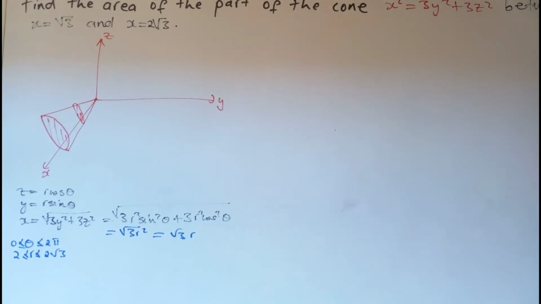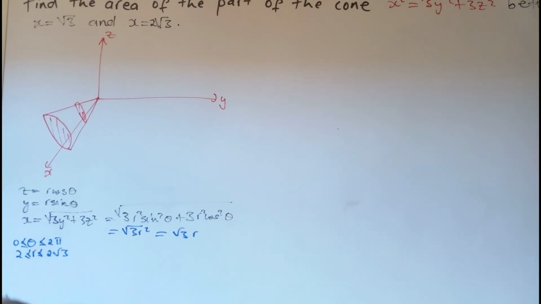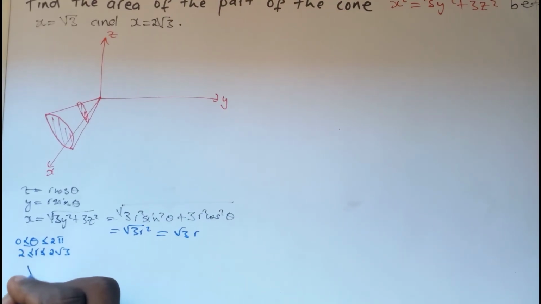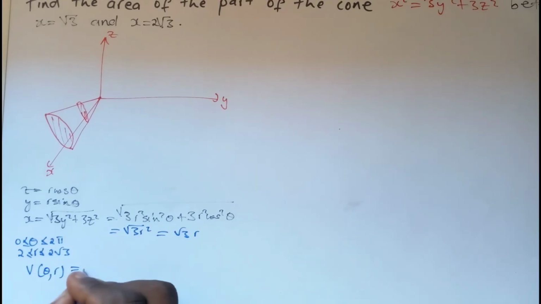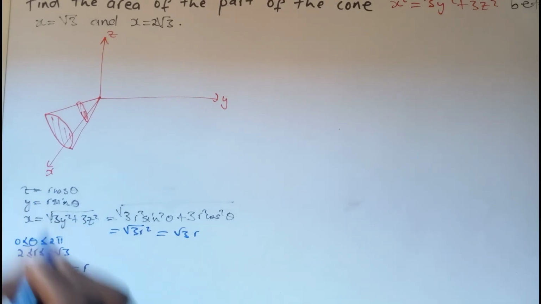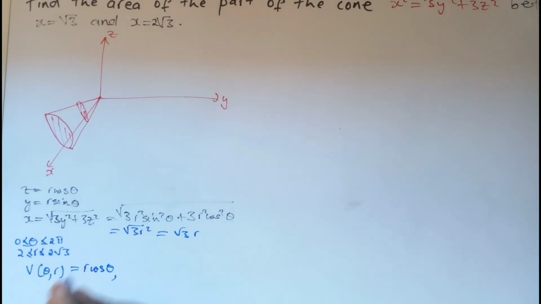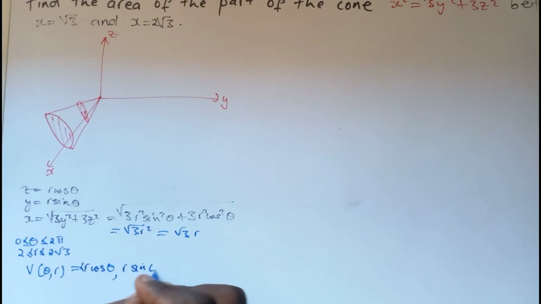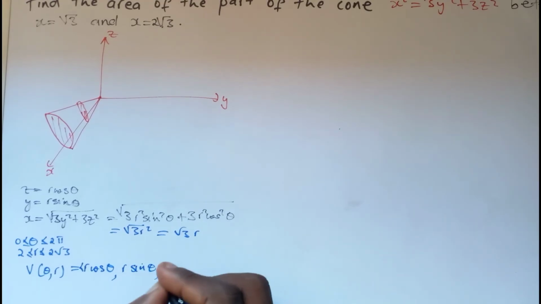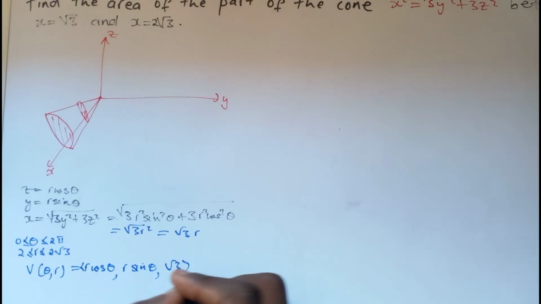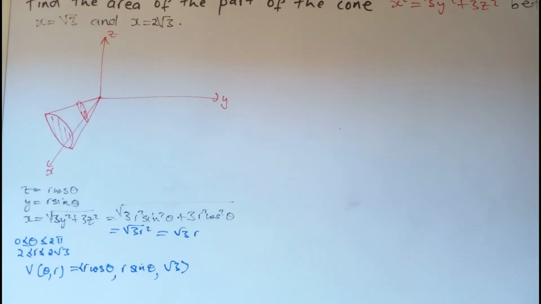Now what do we need to do? We need to write our vector. Let me just say my vector is going to be vector v, which is a function of theta and r. As for x, it's r cos theta, that is the i component, and for the j component, it's going to be r sine theta, and for the z component, it's going to be root 3 r.